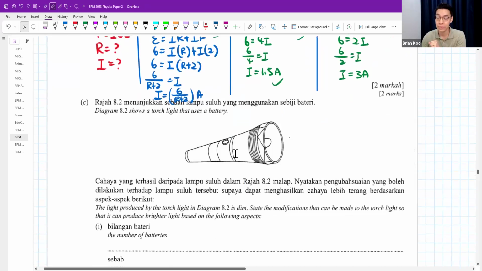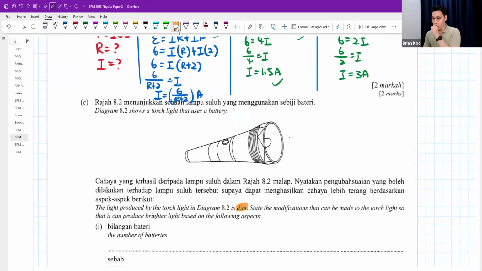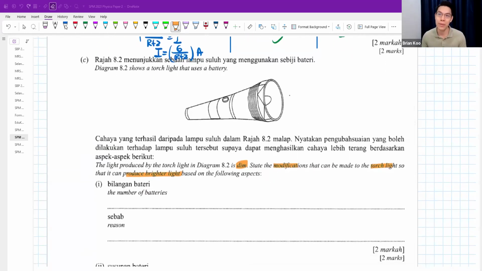Okay. Part C. The light produced by the torchlight is quite dim. You want to make modifications so that the torchlight can produce brighter light. Remember, your goal is to make it brighter, yeah? Number of batteries, of course, we want more. More batteries, you have more voltage, more e.m.f, right? You can say e.m.f increases. Do they accept the short form for e.m.f? Yes, because the textbook also uses it. If you are paranoid, then you write the full name: electromotive force increases.